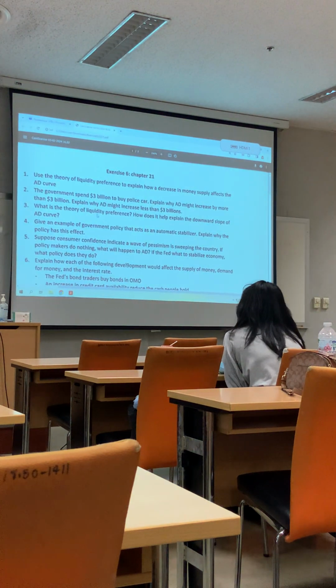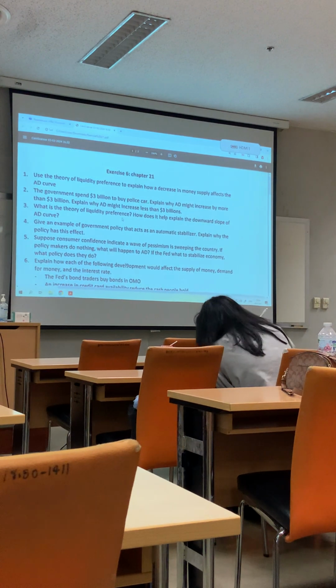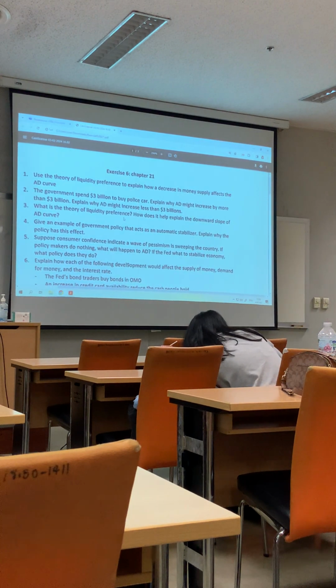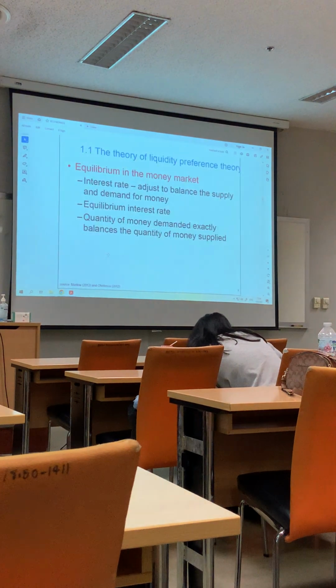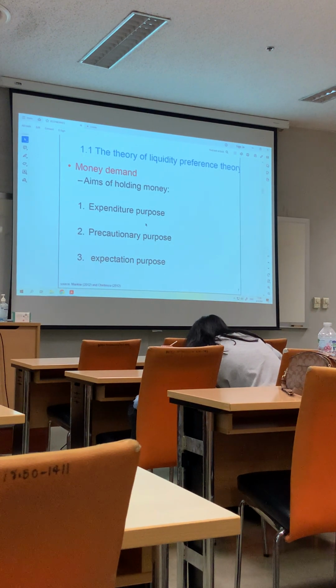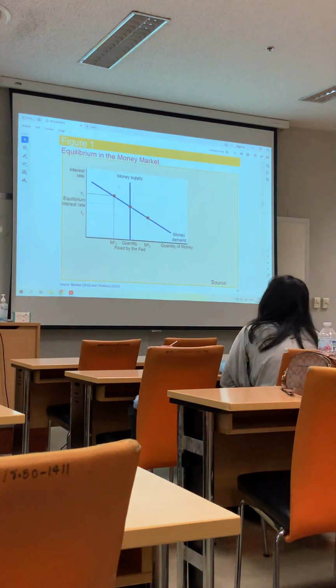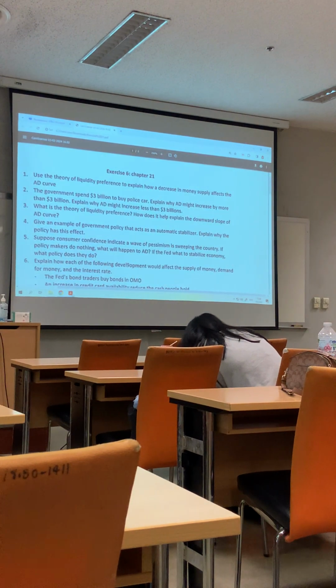What is the theory of liquidity preference? I already told you that this is a theory that tells you why you hold money. And the aims of holding money, we have 3 aims of holding money as in slide number 7. Okay. And after this theory, after you know it, right, we can draw the graph of MD. Like this graph, we got the money market graph.